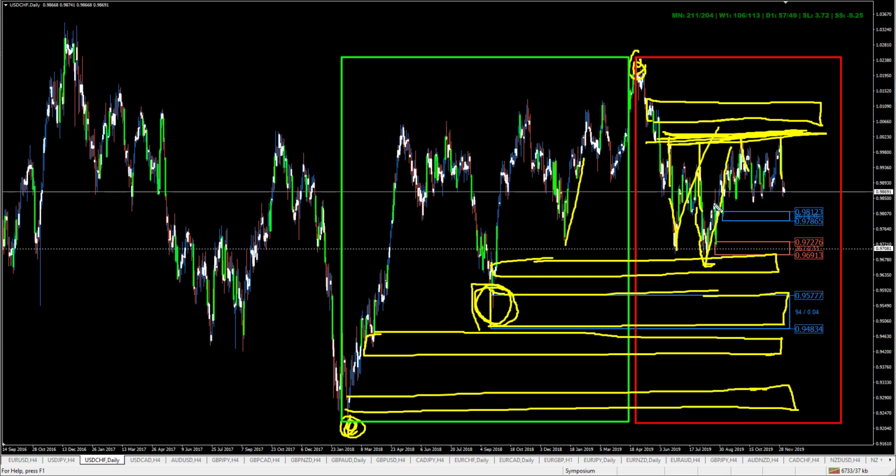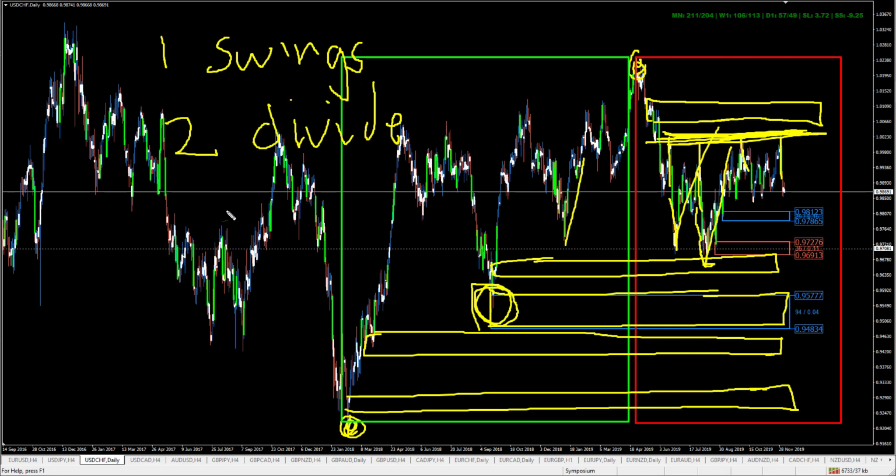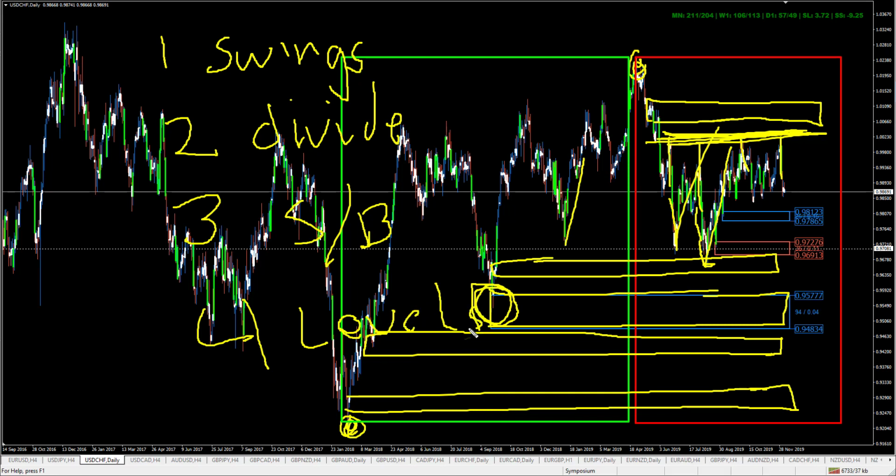Okay, well, I hope that helps clear things up a little bit. So number one, find the major swings. Number two, divide. Number three, know if you're selling or buying. And number four, look for levels on each side. So buying at demand here and selling at supply over here.